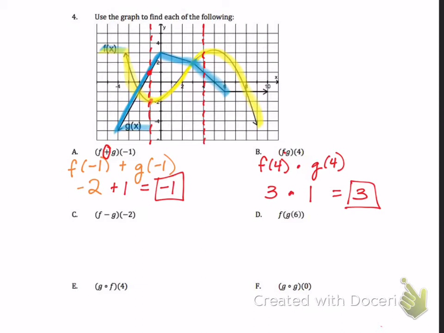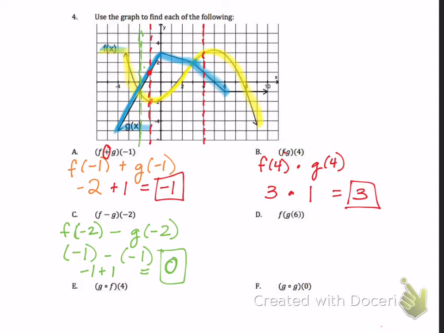For part C, I'm going to subtract them. So f of negative 2 minus g of negative 2. So I'm going to go to x equals negative 2. They are both where? Negative 1. So it's like saying negative 1 minus a negative 1, so negative 1 plus 1, which gives me 0. There's no difference between the two. So if they intersect, then there's no difference between the two, so it would be 0. Could save you some time.